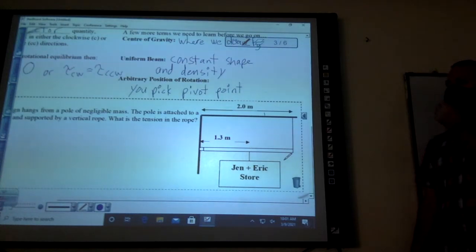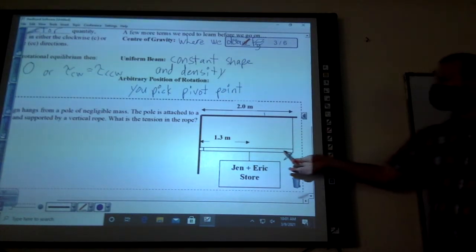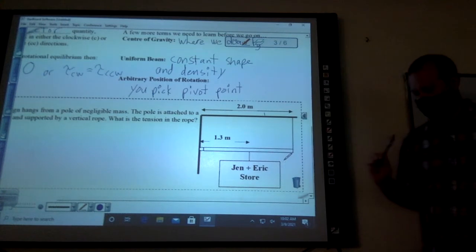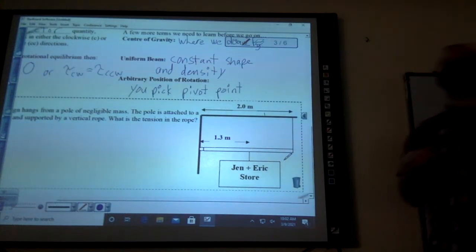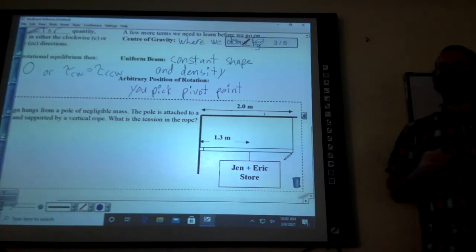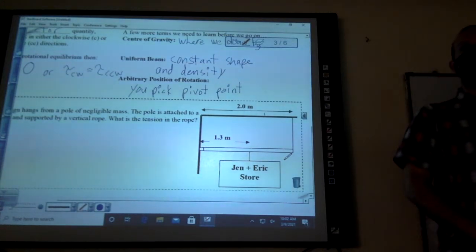So with this, we are told that this pole has negligible mass. Anytime you hear negligible, that just means the mass is so small we're not going to use it.